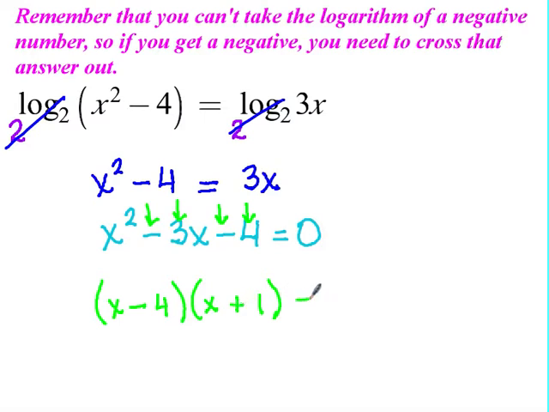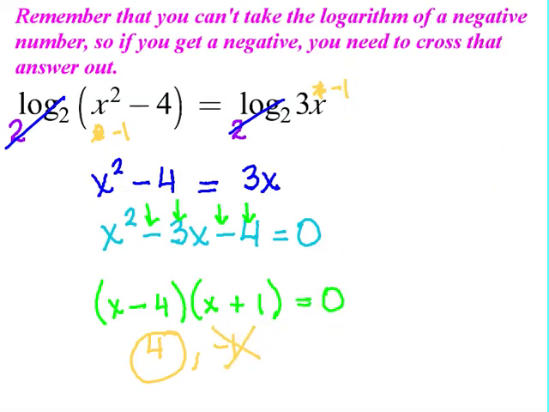Positive 1. So I have 2 solutions here. What are my 2 solutions? Positive 4 and negative 1. So if I plug 4 in here and here, do I get both positive numbers? Yep, so that's an answer. If I plug negative 1 in here and negative 1 in here, do I get both positives? No. So that one is not an answer.